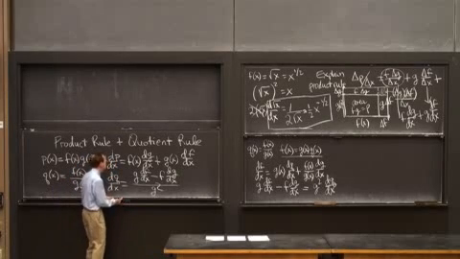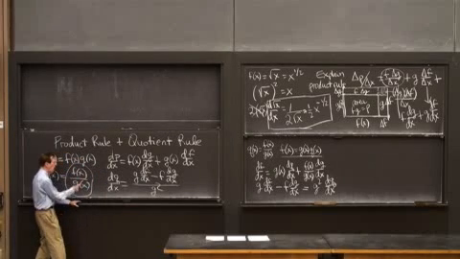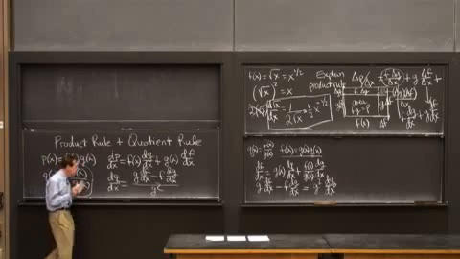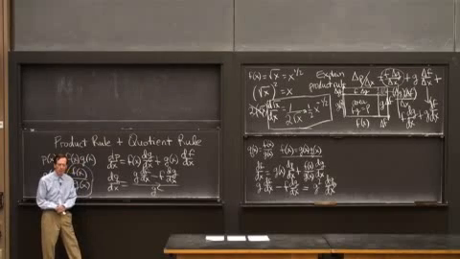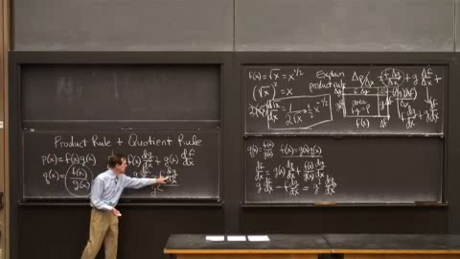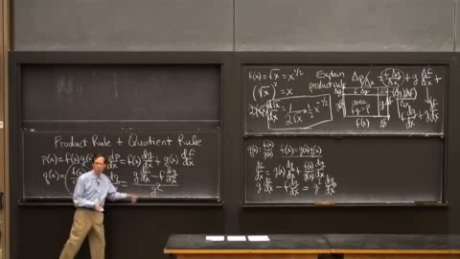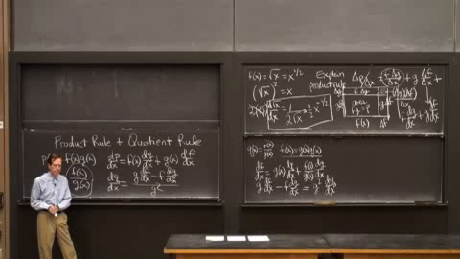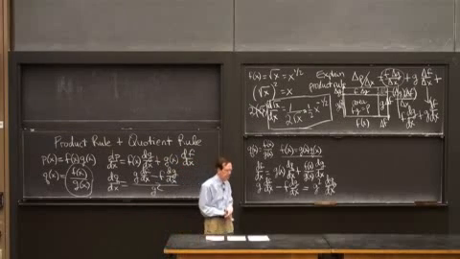So for me, remember we're dealing with f over g. F is the top, g is the bottom. So I say to myself, the bottom times the derivative of the top minus the top times the derivative of the bottom, divided by the bottom squared. Oh, well, that wasn't brilliant. But anyway, I remember it that way.